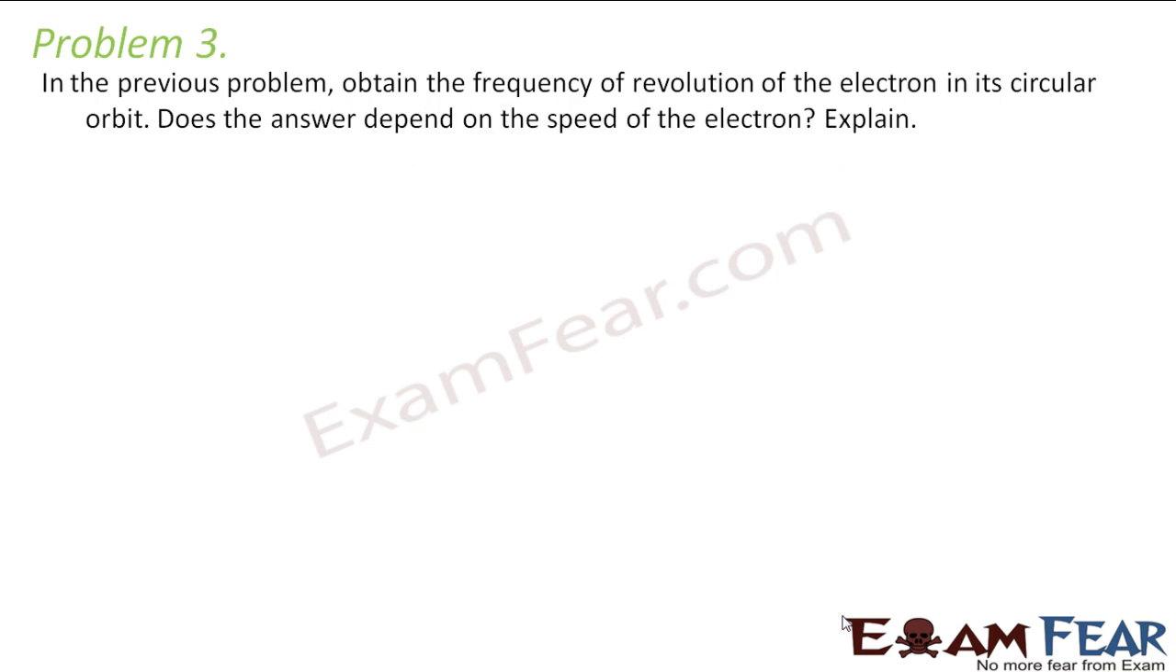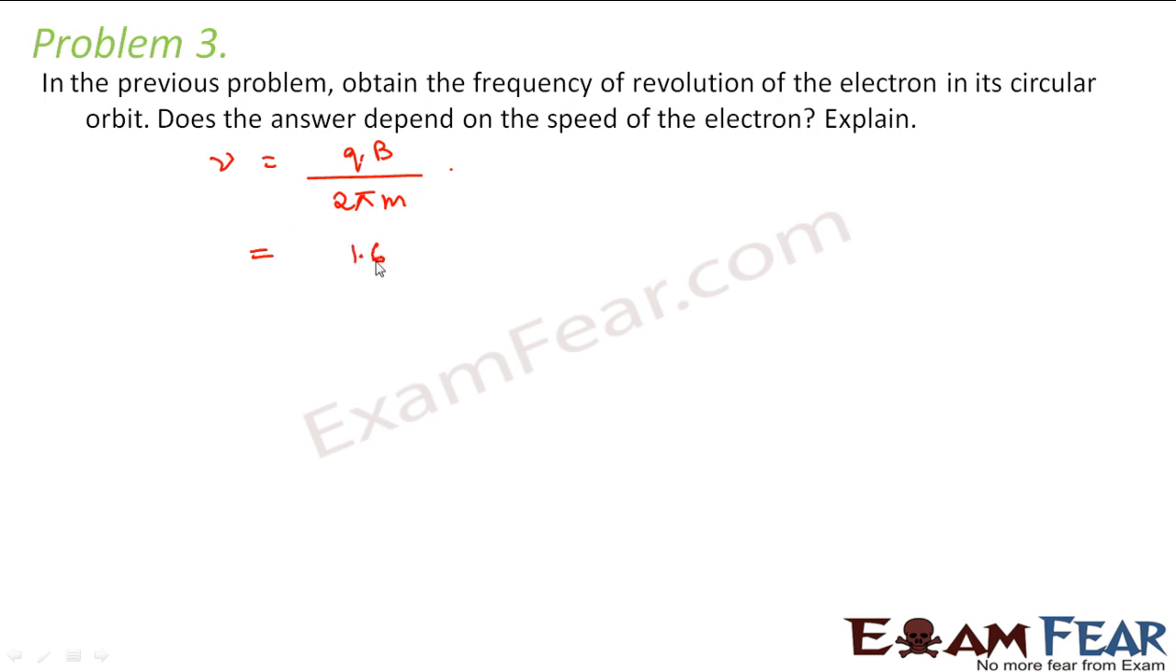Now let us look at the next problem. In problem 3, obtain the frequency of revolution of the electron in its circular orbit. Does the answer depend on speed of electron? So frequency of circular orbit, we already know that the frequency of a circular orbit is given by QB divided by 2 pi m. We just derived it a couple of times before, right?